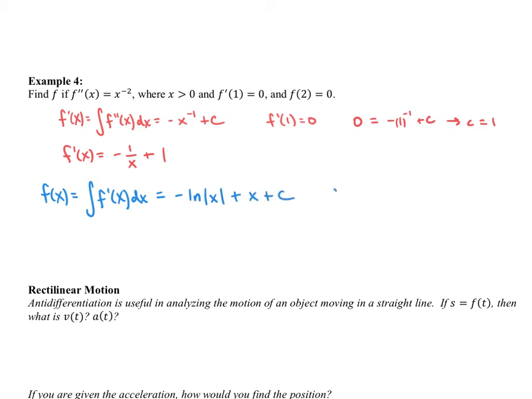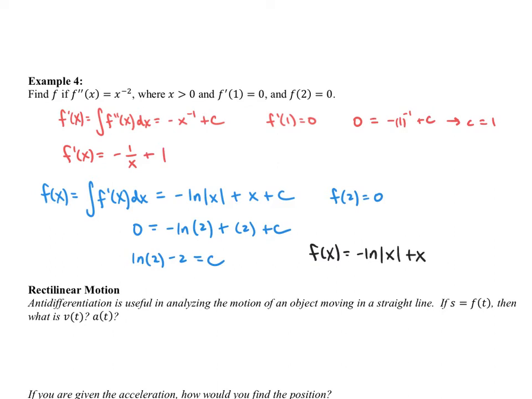And we have our condition that f of 2 is equal to 0. So that means that we have 0 is equal to negative ln of 2 plus 2 plus c, which means that c is equal to ln of 2 minus 2, which is a little bit strange. So our final answer is negative natural log of absolute value of x plus the natural log of 2 minus 2.